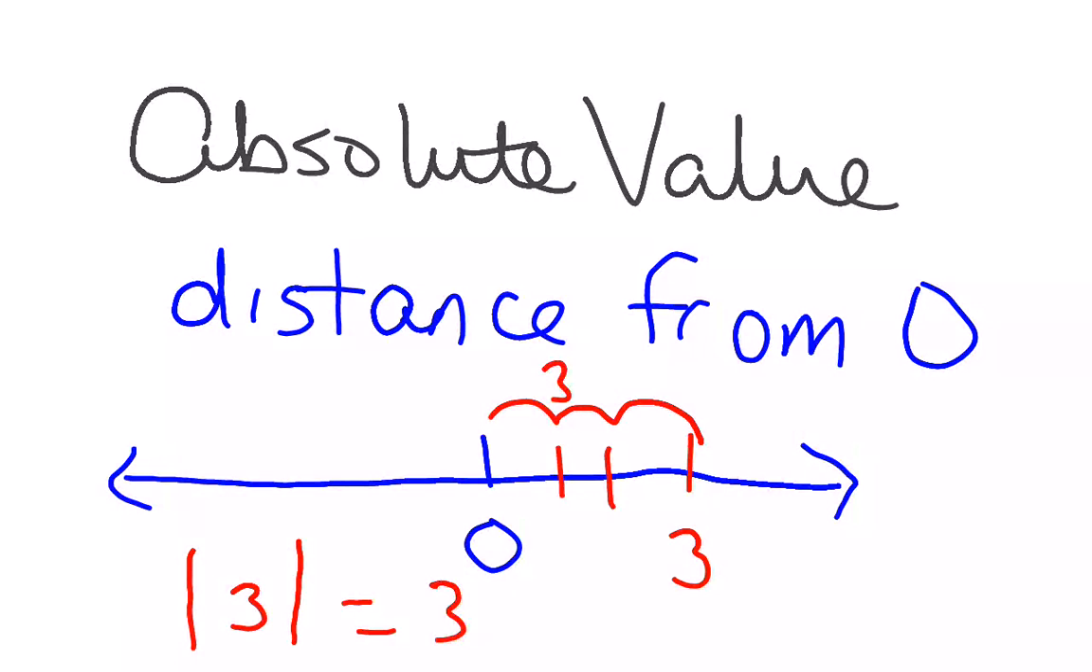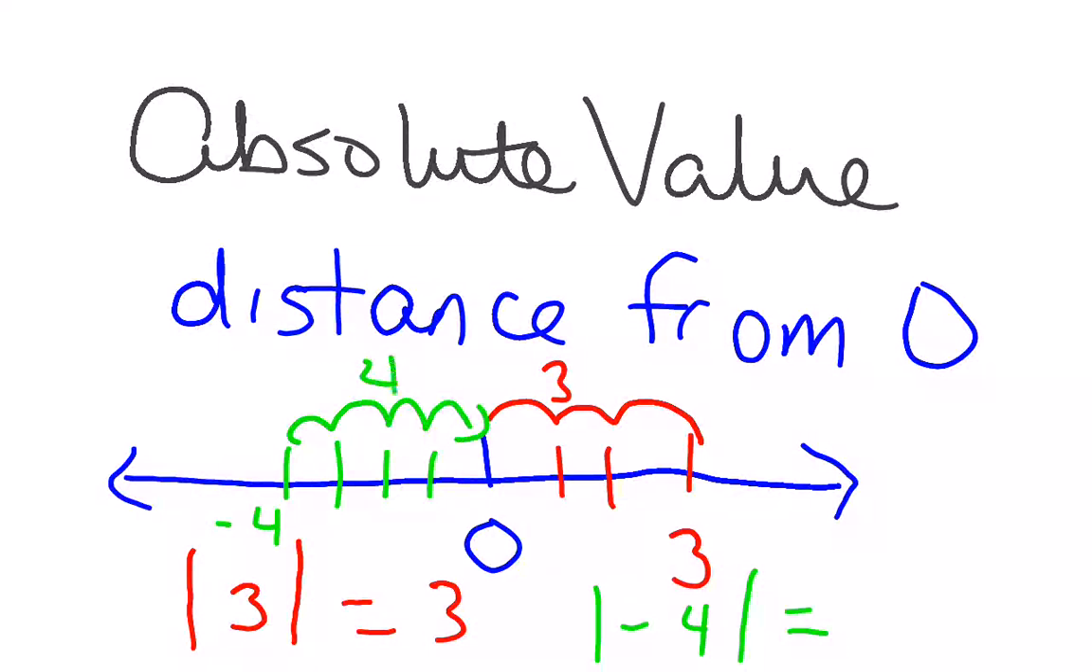However, what if I had -4? Let's say I want the absolute value of -4. Again, it's how many spaces away it is from 0. So if I count those, it is 4 spaces from 0. -4 is 4 spaces from 0. So the absolute value of -4 is 4.